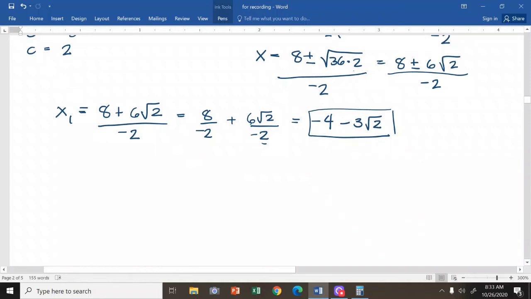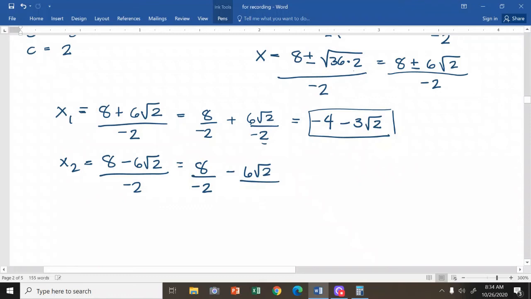Okay? Now, tingnan natin yung ating second value. So, yung second value naman natin, meron tayong 8 minus 6 square root of 2 over negative 2. So meron tayong 8 over negative 2 minus 6 square root of 2 over negative 2. So, pag sinimplify natin ito, meron tayong negative 4. And then, ito naman is negative 6 over negative 2. So, that's positive 3 square root of 2. Ayan.